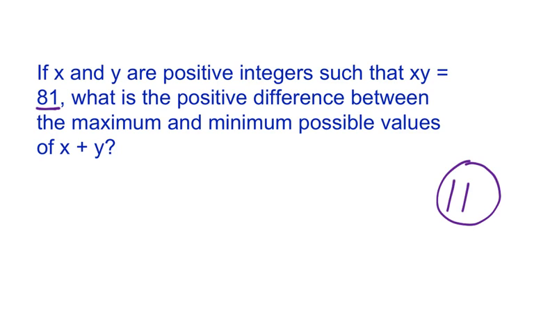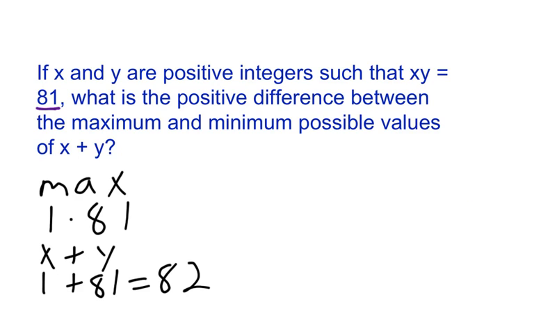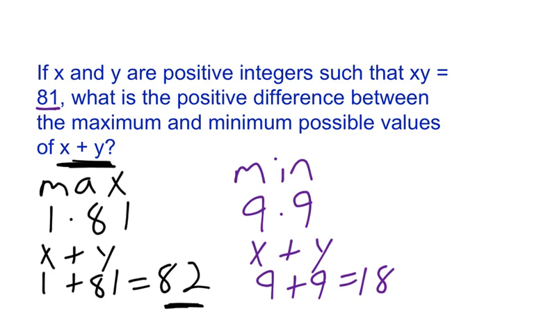All right, let's go ahead and check what you have. Well, for the max, 1 times 81, and then it says that we want to add these up, so 1 plus 81 gives us 82 for your max. And then for your min, since it's a perfect square, it's just 9 times 9. That's as close as we can get the factors together, so that's our minimum sum. And 9 plus 9 gives us 18 for our min.